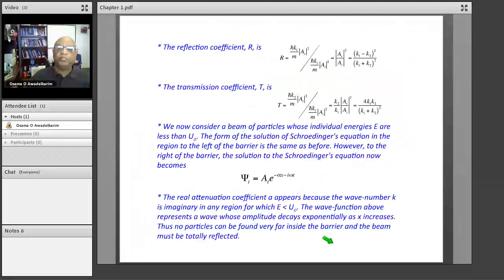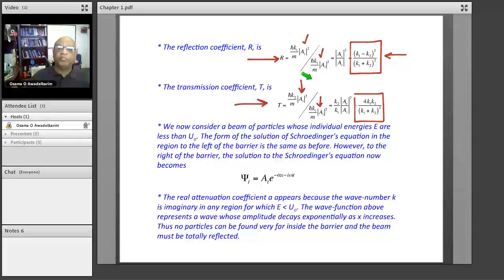So if you do that, then we immediately get that the reflection coefficient R is equal to the amplitude A_r squared, the reflected, over the incident, and then you get it equal to (k1 minus k2) squared over (k1 plus k2) squared. Similarly, the transmission coefficient, that is the ratio of those transmitted, depends on the square of the transmitted amplitude and the square of the incident amplitude, and you get this ratio.